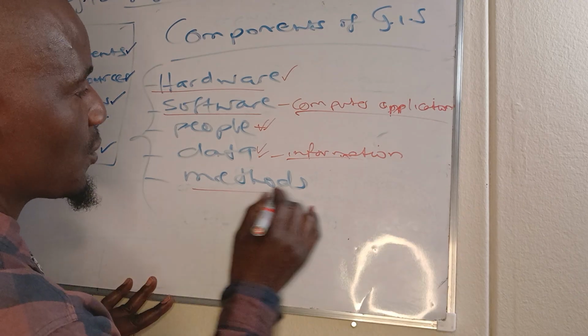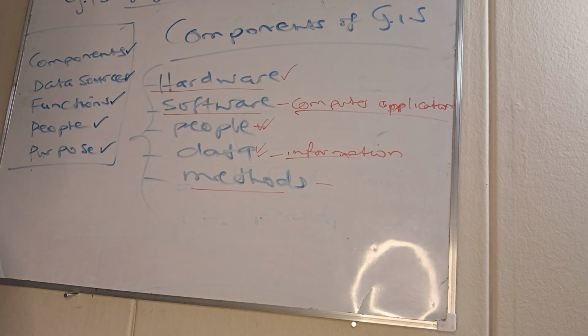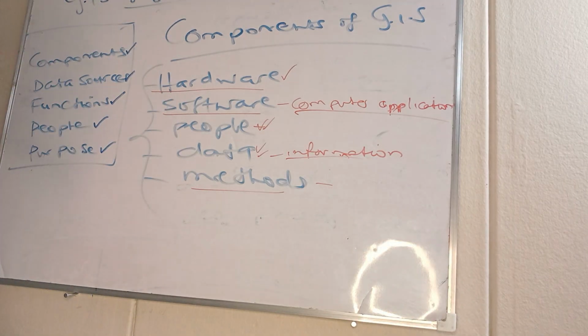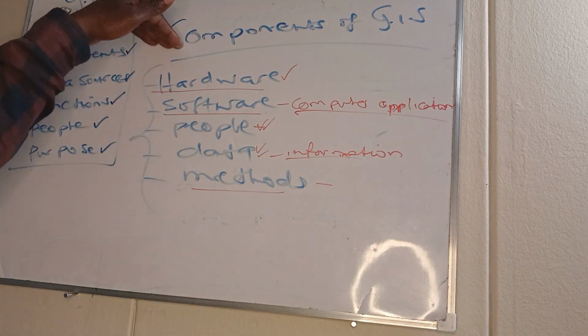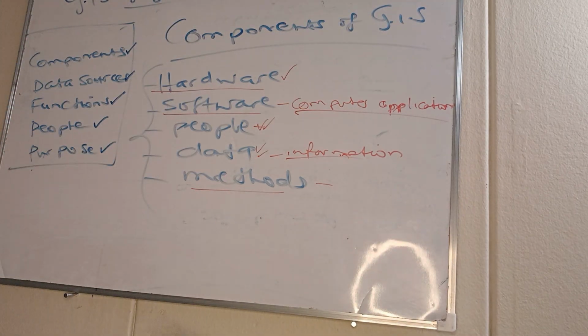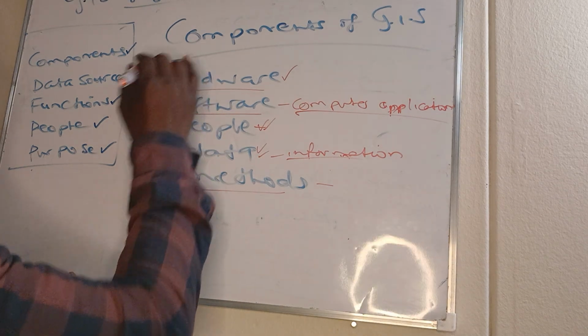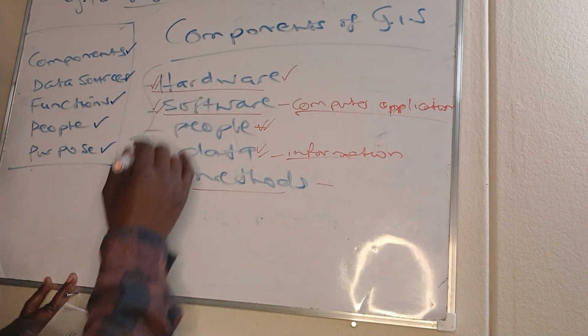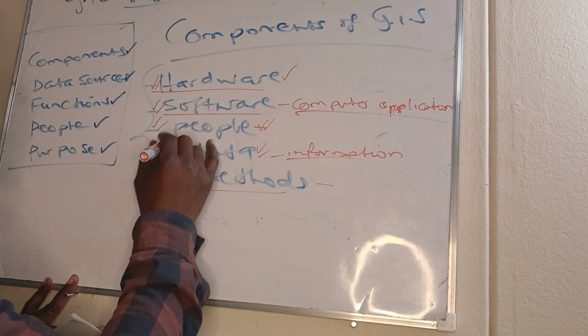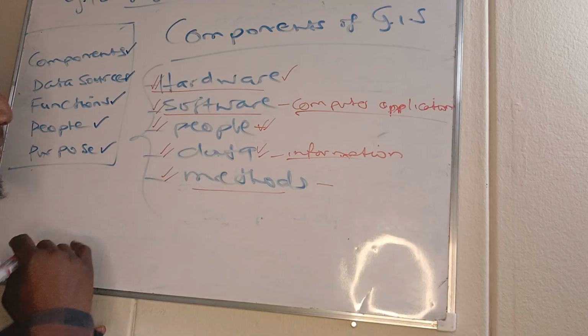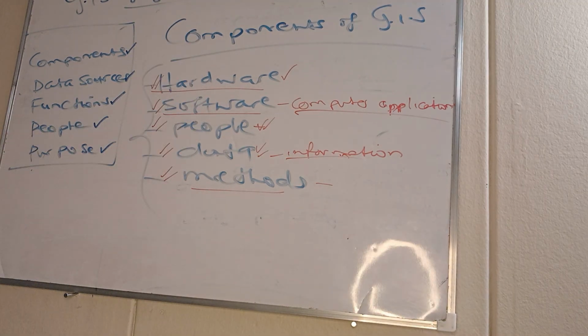Then you've got the methods, the different methods that are used, be it in processing, be it in managing, be it in capturing. So all in all, when you talk about the components of GIS, we have the hardware, the software, the people, the data that is used. We also have what? The methods. So these are the 5 components of GIS.